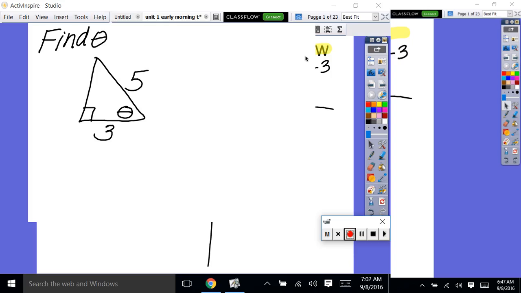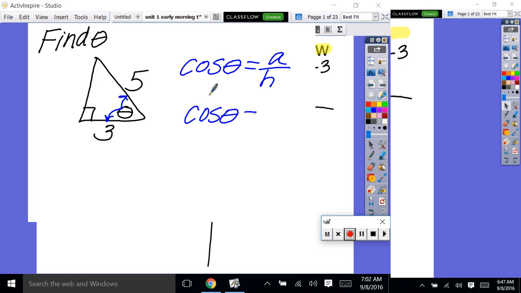Okay, next one. Find theta. That's the next one on the test. Find theta. Okay, we've got to set up a trig ratio, correct? We have adjacent and hypotenuse. Which one uses that? Adjacent and hypotenuse, isn't it cosine? So cosine of theta is equal to, you got to do it correctly, adjacent over hypotenuse, which is 3 over 5.